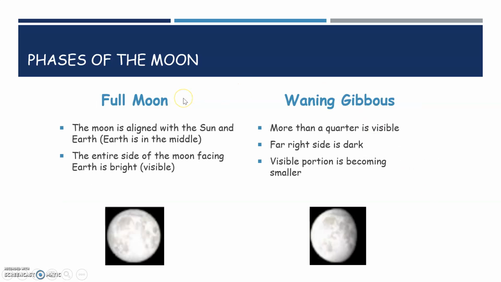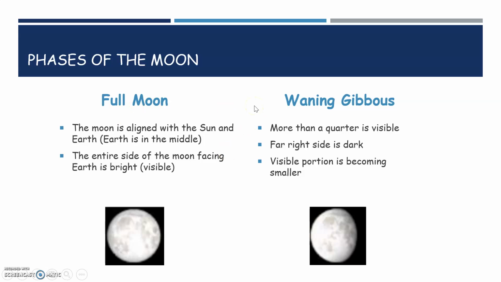Once we pass the gibbous stage of swollenness, we are at the full moon, and that is when the moon is aligned with the sun and the earth is in the middle. So it is sun, earth, and moon. The entire side of the moon facing earth is bright and visible, so you can see it.